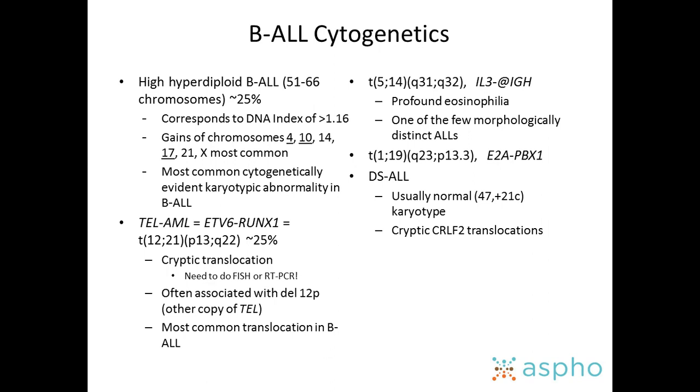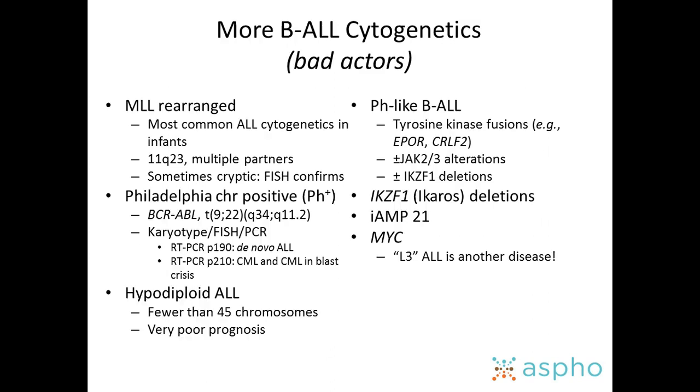Down syndrome ALL, unlike in this case, usually has a normal karyotype. The patients with Down syndrome ALL typically, in about 50% of cases, have rearrangement of CRLF2. So this case was a little bit of an unusual case insofar as it was sort of typical high hyperdiploid ALL presenting in a patient who happened to have Down syndrome. More about B-ALL cytogenetics.